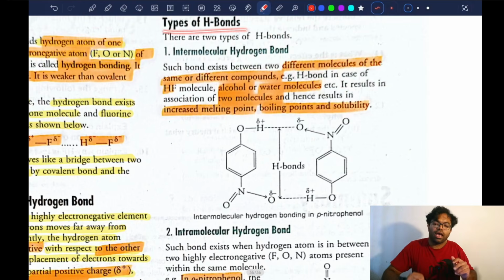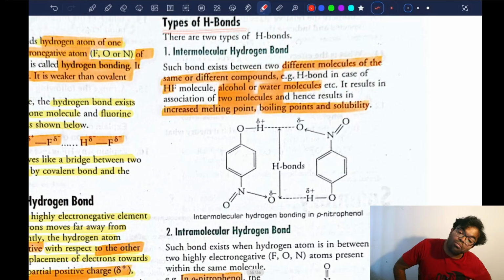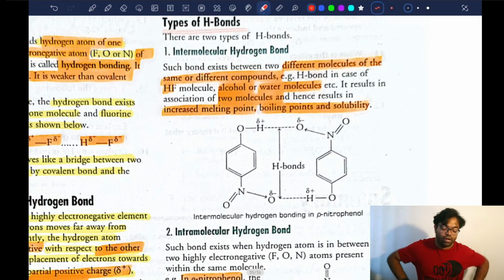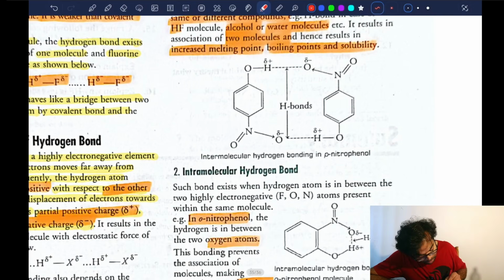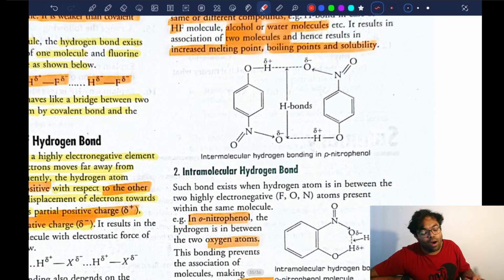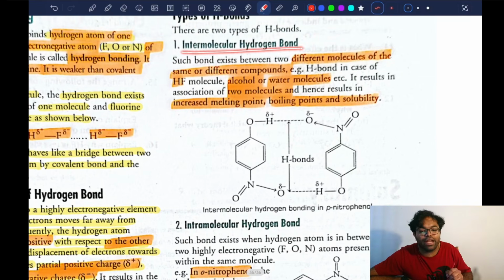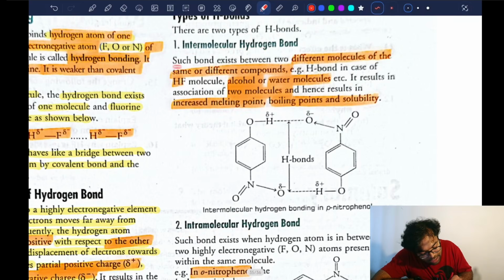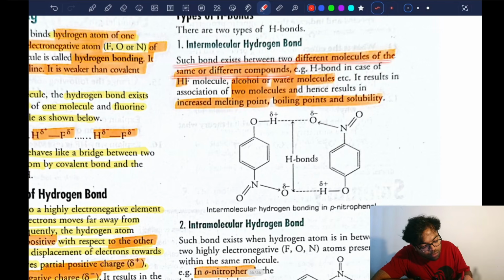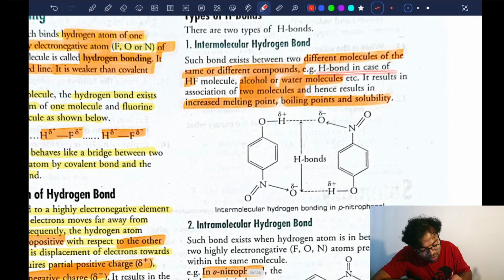Now, types of hydrogen bonds. You can have a hydrogen bond inside the molecule itself. That is known as intramolecular hydrogen bond. Or one atom of hydrogen could influence another electronegative element of another molecule, which gives us the intermolecular hydrogen bond. Now what is the difference between inter and intra? I have already explained. So let's look at an example. Such bonds exist between two different molecules of the same or different compound, for example, hydrogen bond in the case of HF molecule, alcohol or water molecule.